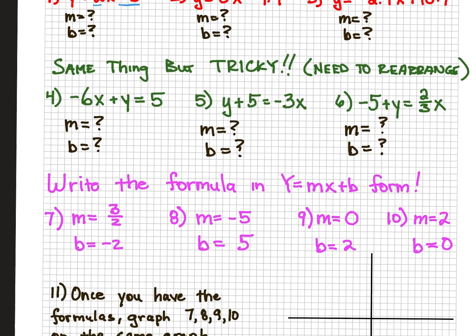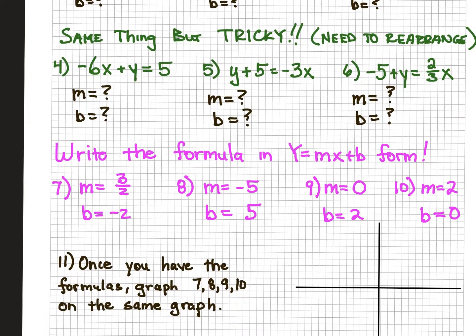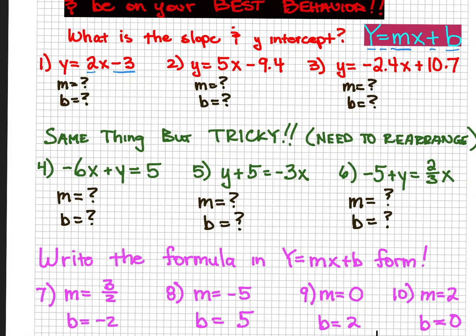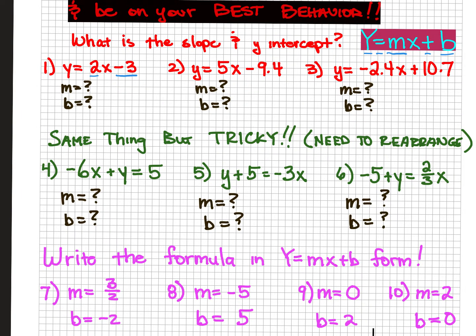When you're done with those, you can look at question number 4, 5, and 6. These are the same things, but they're tricky. They're supposed to be in y equals mx plus b form, but they're not. When I look at number 4, negative 6x plus y equals 5, I see that that's not in the right form. I want y all by itself and have y equals something x plus something.